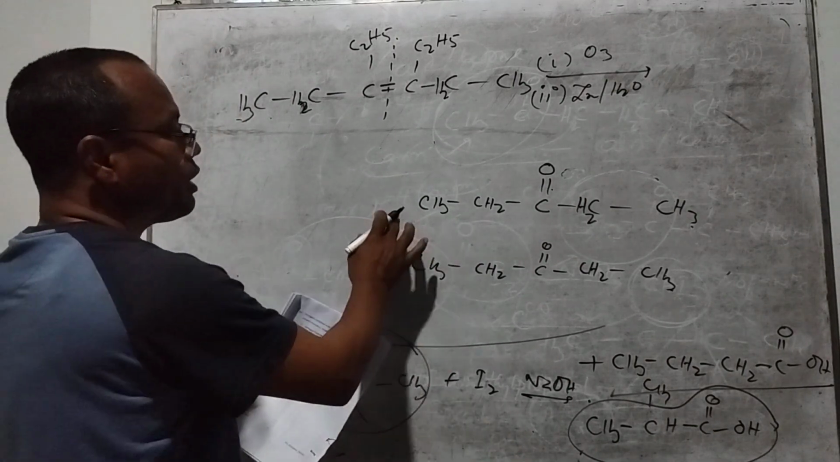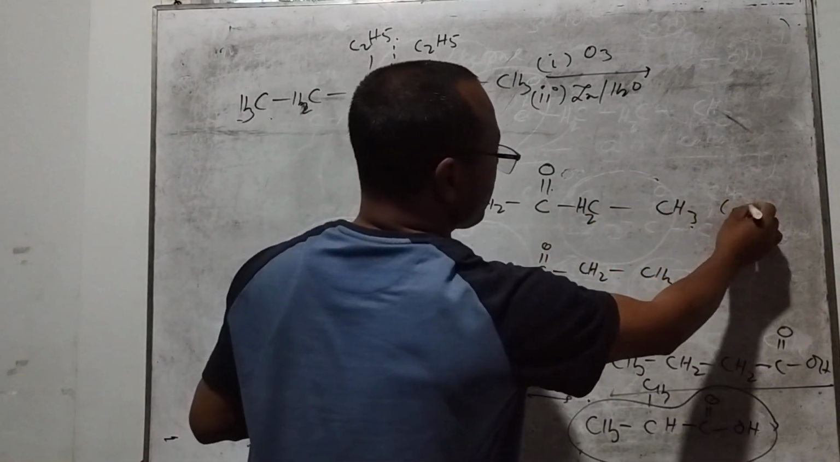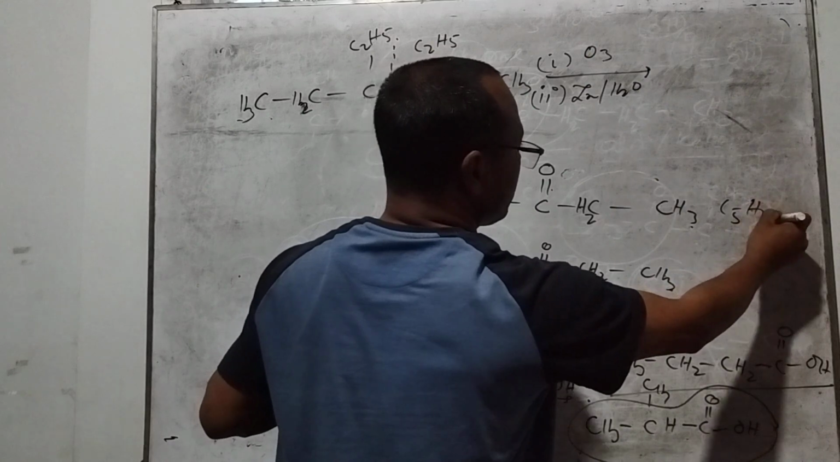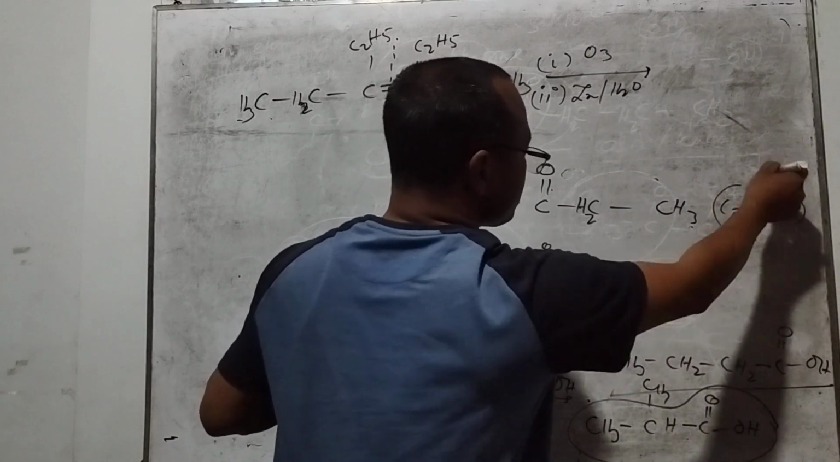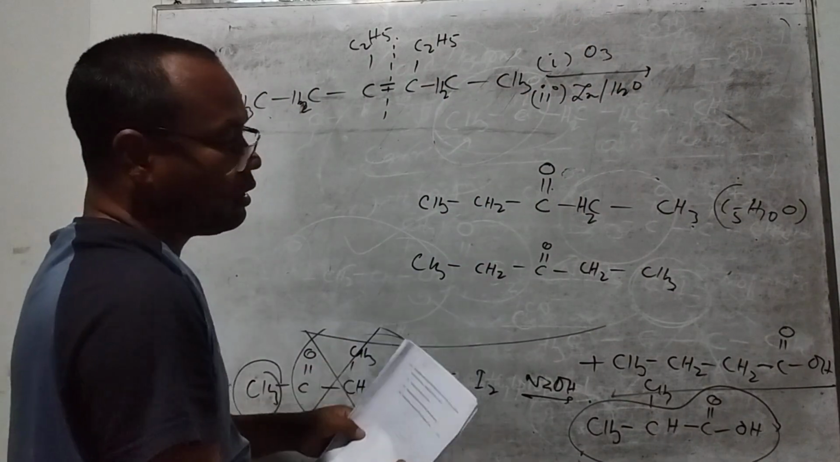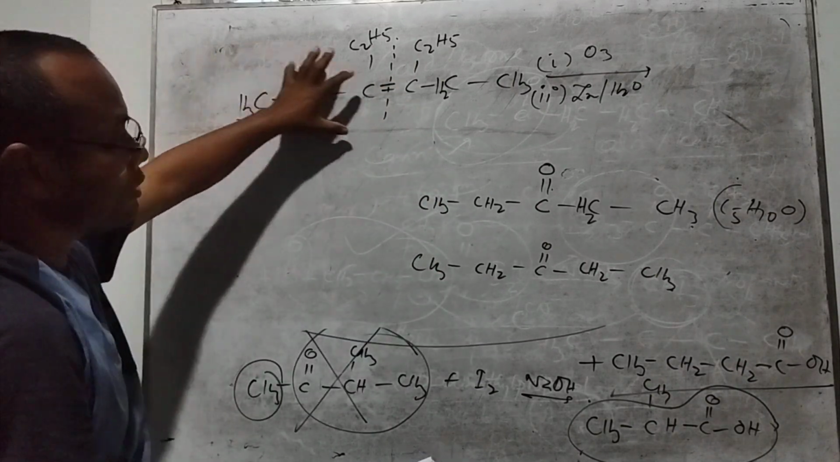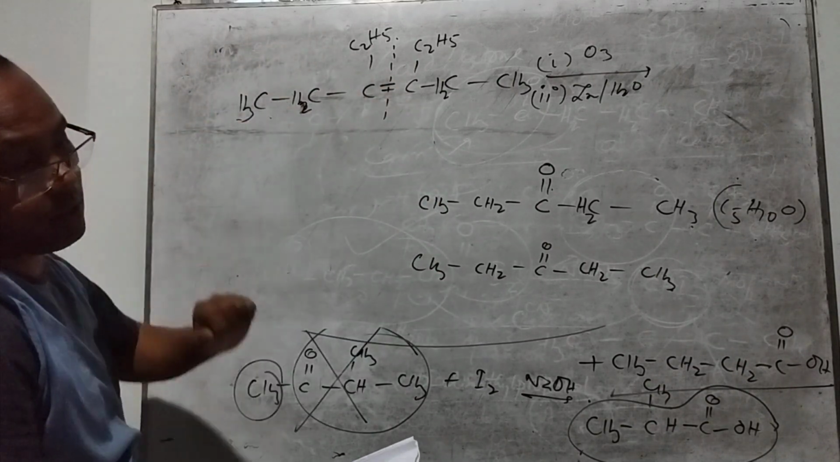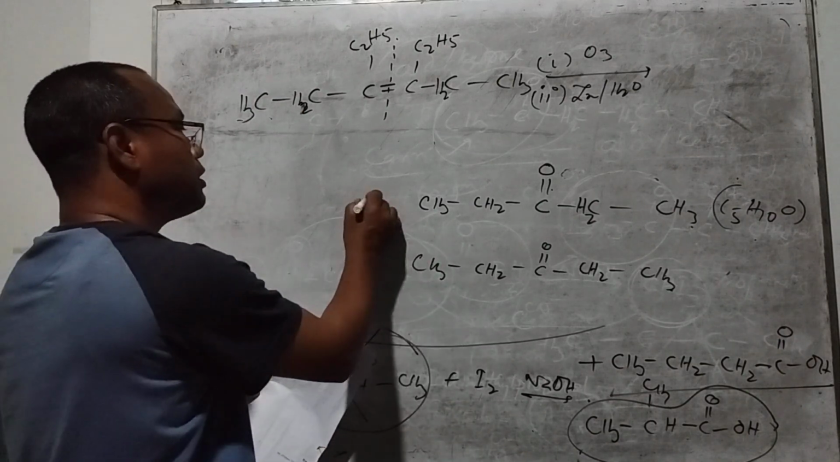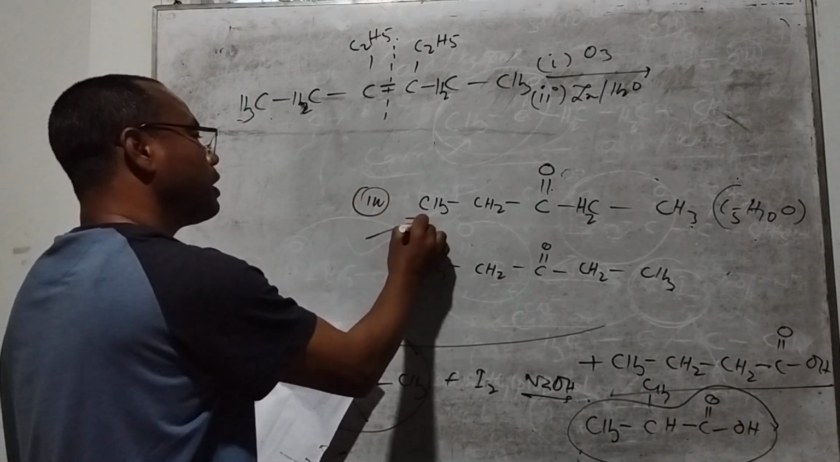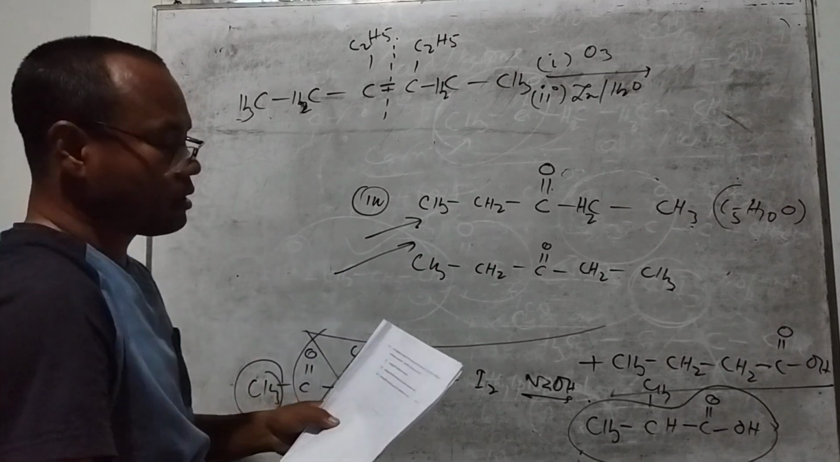So how many carbons here? 5 carbon. How many hydrogens? 10 hydrogen. How many oxygen? 1. This is the given molecular formula. So this isomer we found from the reductive ozonolysis of the given compound. Therefore, this is the third isomer. Understand? So these are the answers of this question.